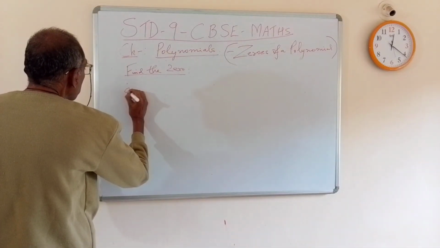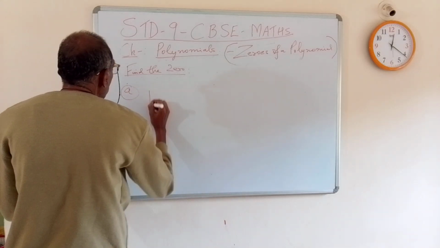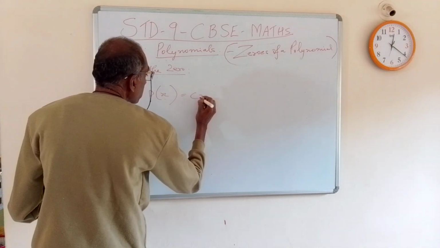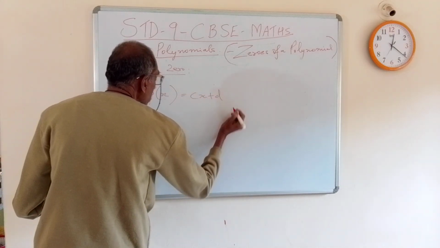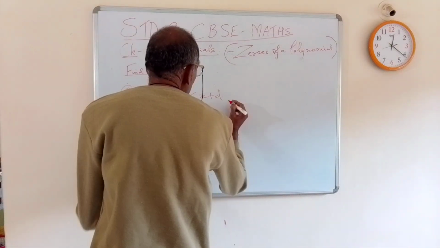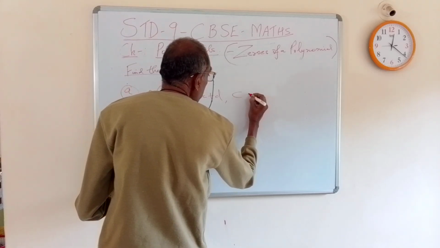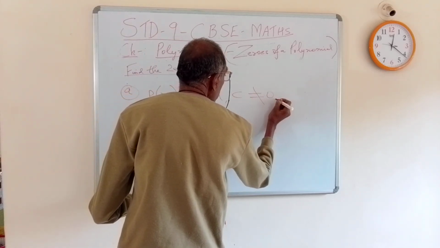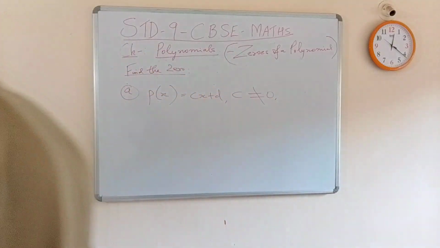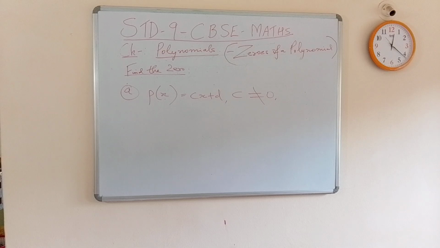Here p(x) is equal to cx plus d. Okay, cx plus d, and then it is given that c is not equal to 0. That is what is given. It is not equal to 0. It can be less than 0 or more than 0.